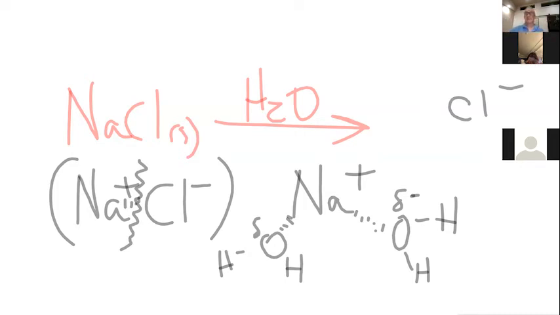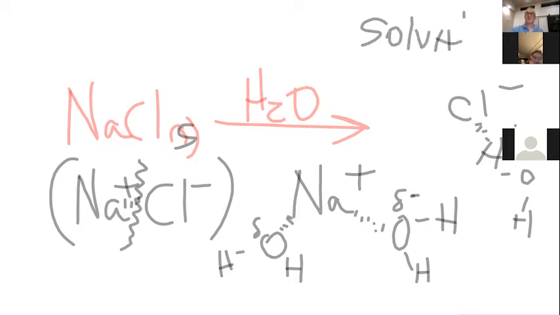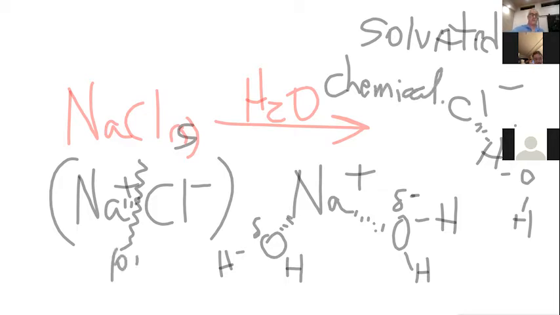And the same thing happens with the chloride ion, except it doesn't interact with the oxygen, it interacts with the hydrogen. Because remember, the hydrogen is a partial positive charge, so it does the same thing. So the chloride ions and sodium ions, instead of interacting with each other like they do when it's a solid, are now what we call solvated. They are surrounded by solvent, and the solvent is water. And that is a chemical reaction, because we have broken an ionic bond and we have made these new bonds.